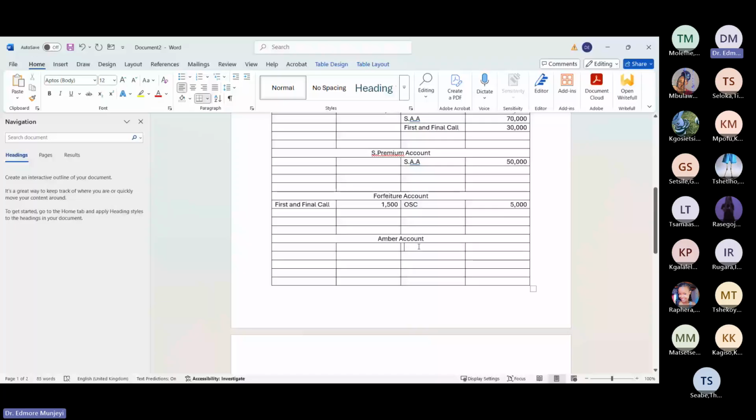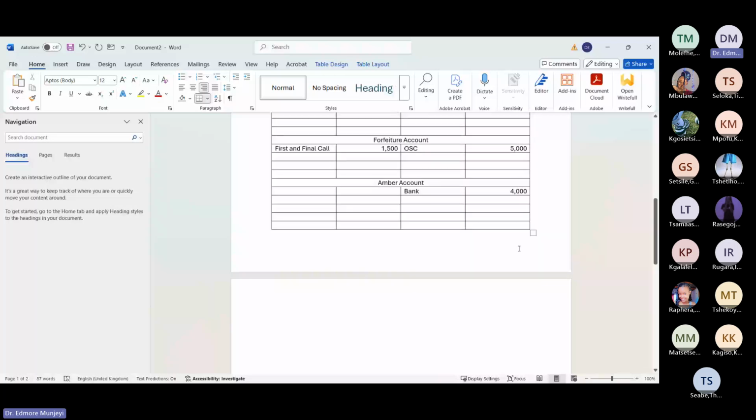Ember's account, we credit that 4,000. It is coming from the bank. We credit the 4,000. It was going to the bank. And then now, remember what the value of the shares that Ember was buying.